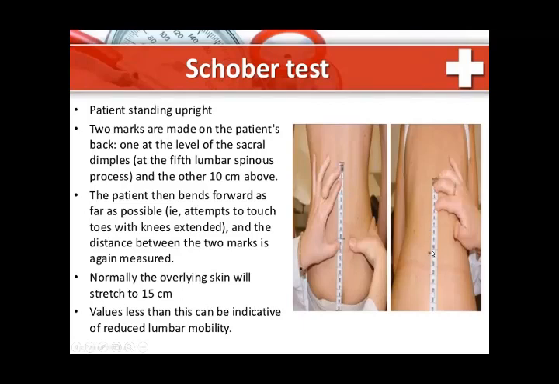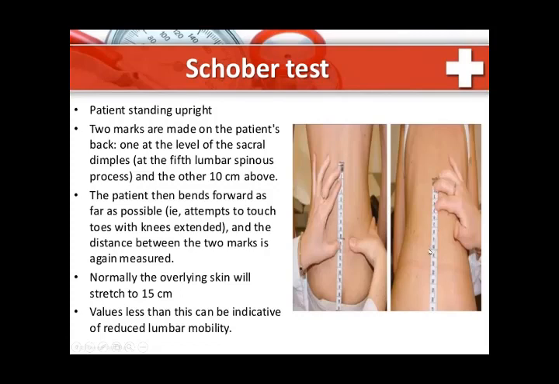This mark is at the dimple, and the other is on the spine. Normally, the skin will stretch to 15 centimeters, an extra 5 centimeters. A value less than this is indicative of reduced lumbar mobility.